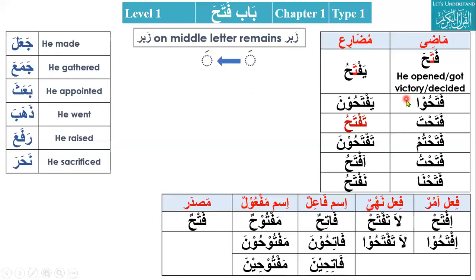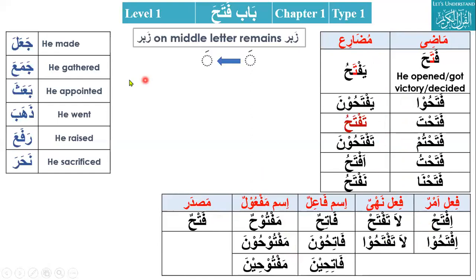Manal, jama'a. Jama'a, jama'u, jama'ta, jama'tum, jama'tu, jama'na. Yajma'u, yajma'una, tajma'u, tajma'una, ajma'u, najma'u. Ijma', la tajma', ijma'u, la tajma'u, jama'un, jama'in, majmu', majmu'un, majmu'in, jam'. Very good. Ijma', if I say ijma'.